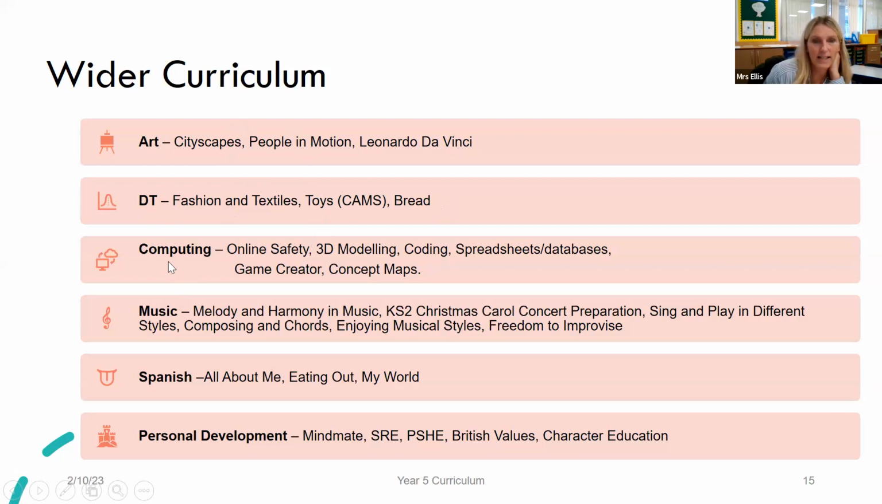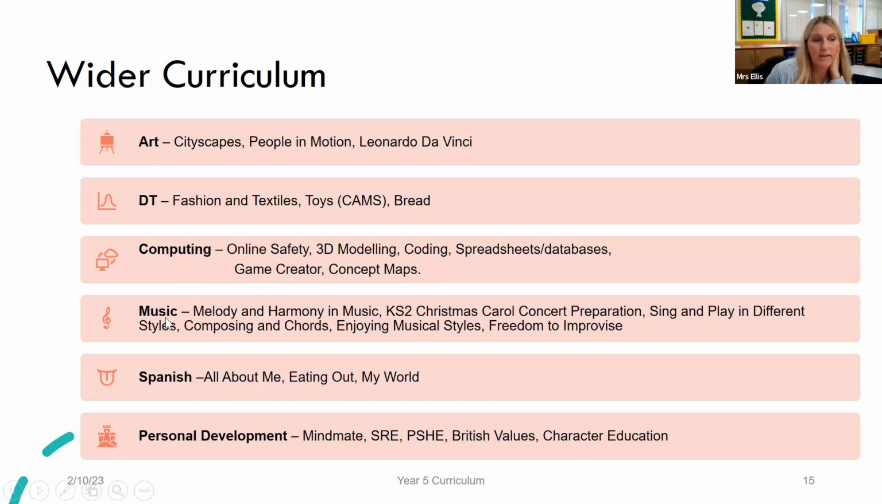Computing, we have 6 different topics again. And currently we're looking at online safety, which is a really important one to start the year off with: how we keep children safe on their devices and working on iPads and computers in school as well.